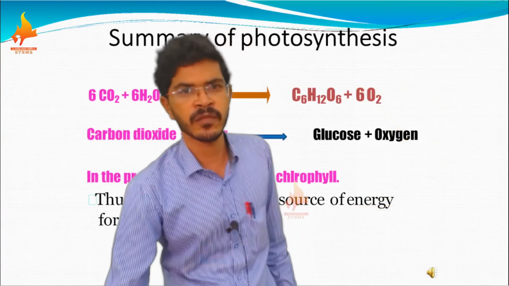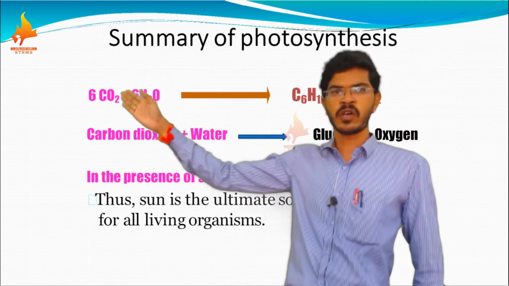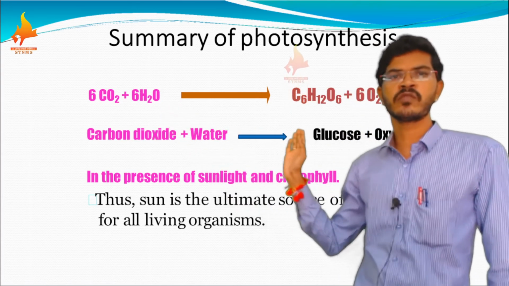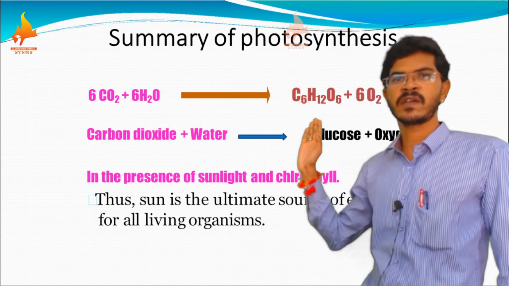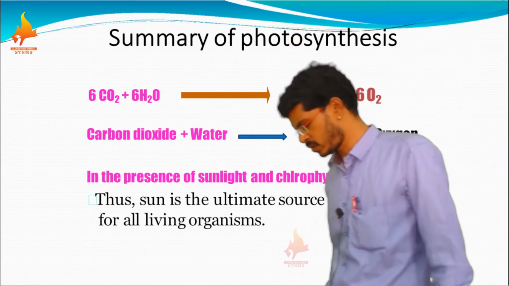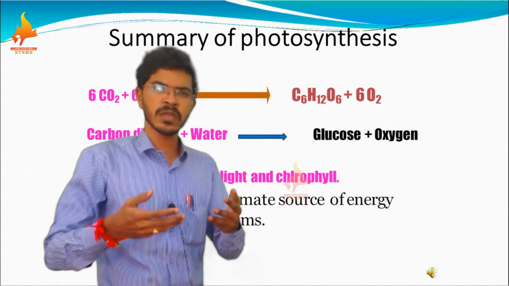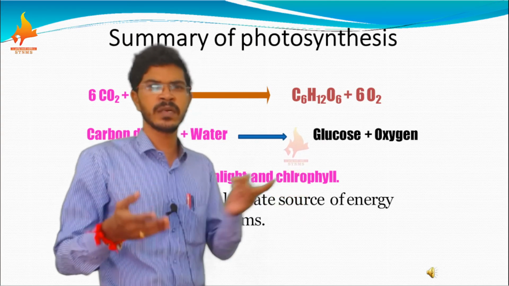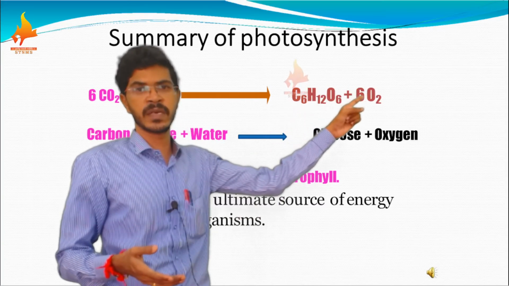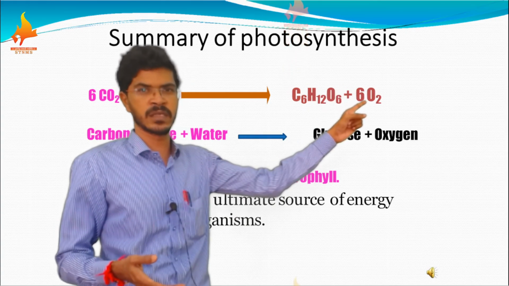Yes, in a simple form, this is how photosynthesis takes place. 6 molecules of carbon dioxide are used up along with 6 molecules of water to produce 1 molecule of C6H12O6, and along with that oxygen. Oxygen is also released out. C6H12O6 means glucose. That is, glucose is a simple carbohydrate. Along with that, oxygen is also liberated, which we breathe, which all the animals breathe.